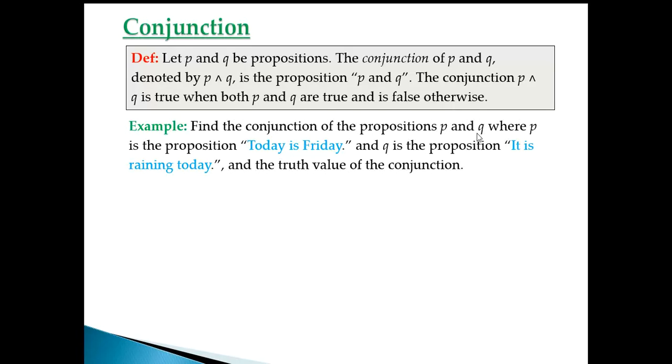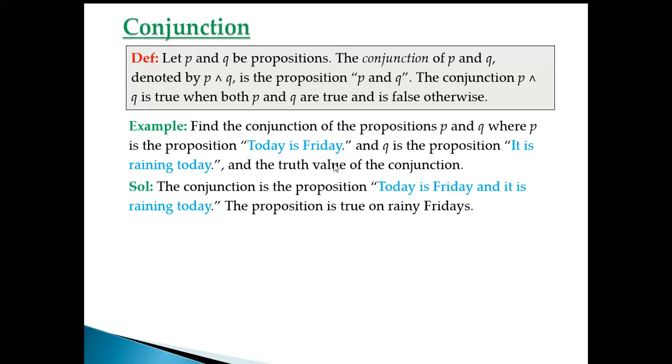Let's see this with an example. Find the conjunction of propositions P and Q, where suppose proposition P is today is Friday and proposition Q is it is raining today. We have these two sentences and we join them by the conjunction. Let's see how we can join them, and we also have to write the truth value of this conjunction. We join them by "and." So the conjunction is: today is Friday and it is raining today. Here we join these two sentences by the connective conjunction, that is, "and." The truth value is true if both are true. So if today is Friday and it is raining, this value is true.